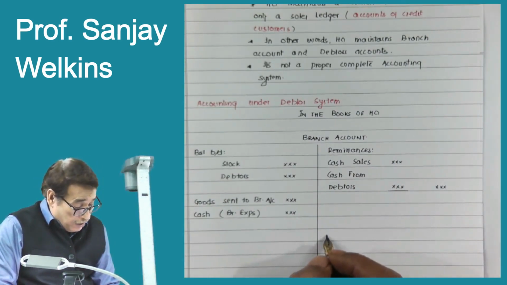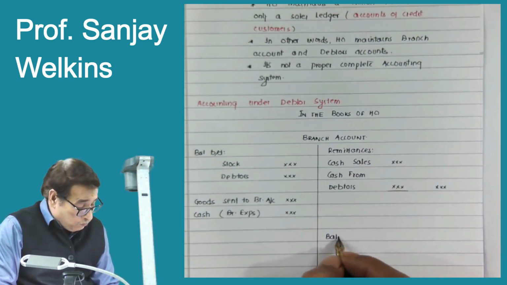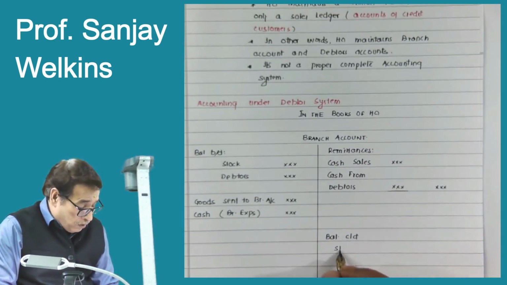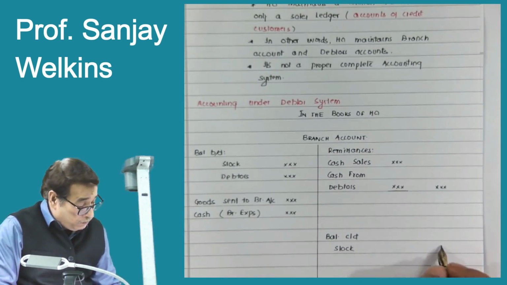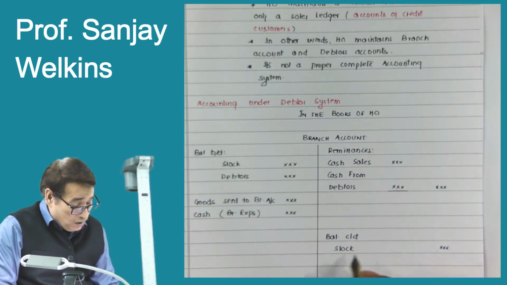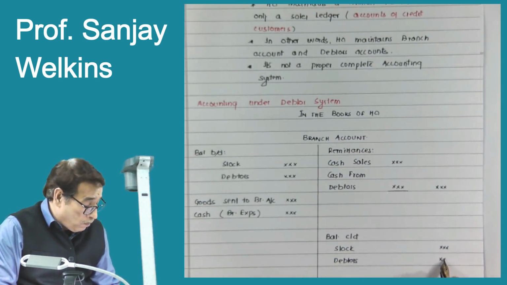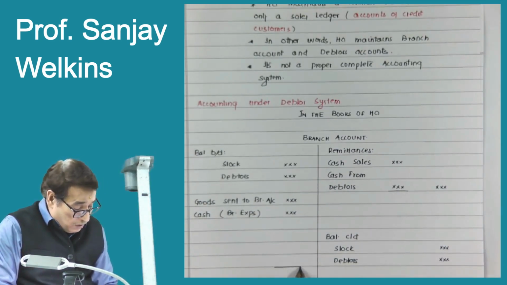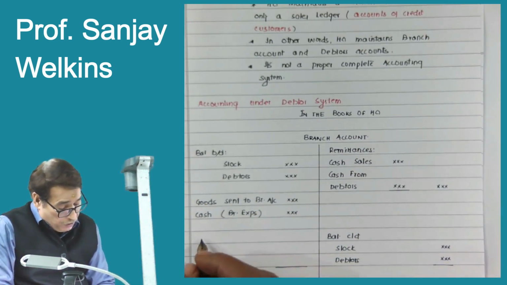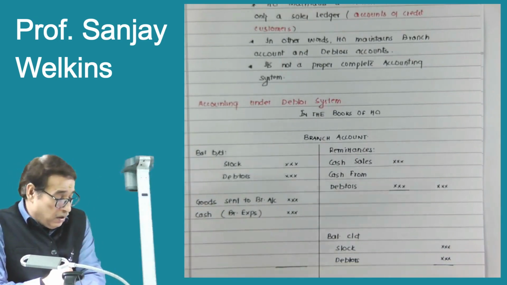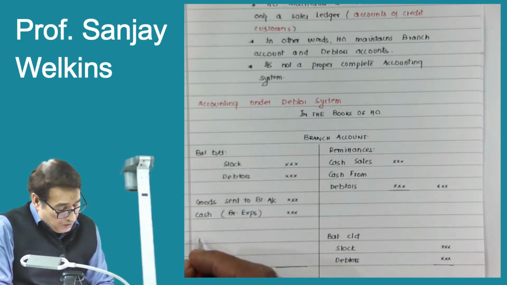Then we will write here balances carried down: stock, debtors. And then the difference will give us the net profit. It could be net loss also, but I am writing net profit.